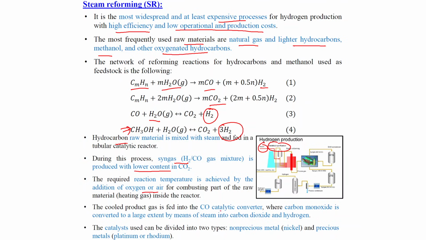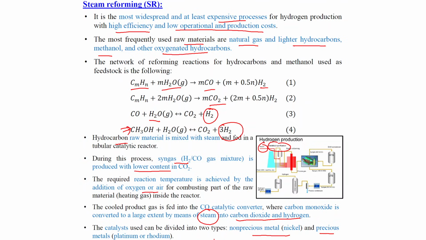The cool product is fed to the CO catalytic converter, where after the product gas comes out after the steam reforming, the carbon monoxide is converted to carbon dioxide and hydrogen in the presence of steam. And the catalysts used can be divided into two ways. There are different kinds of catalysts used in this steam reforming. Some are non-precious metals such as nickel, and some are precious metals such as platinum or rhodium.